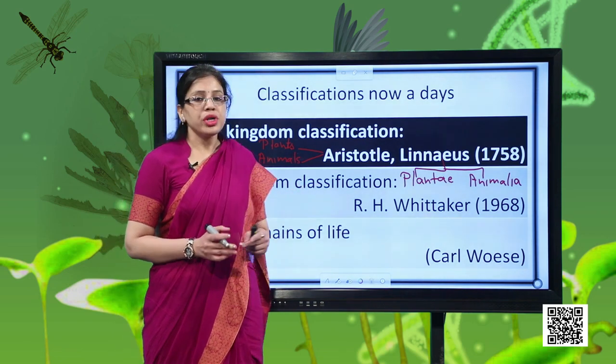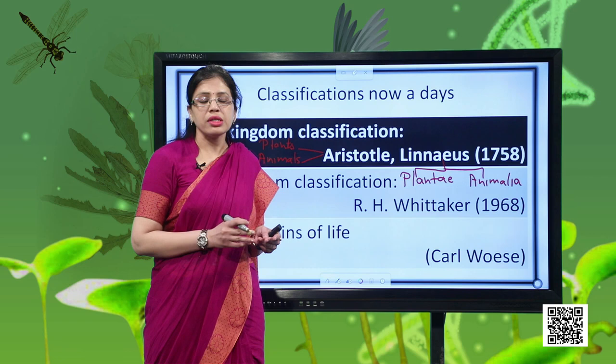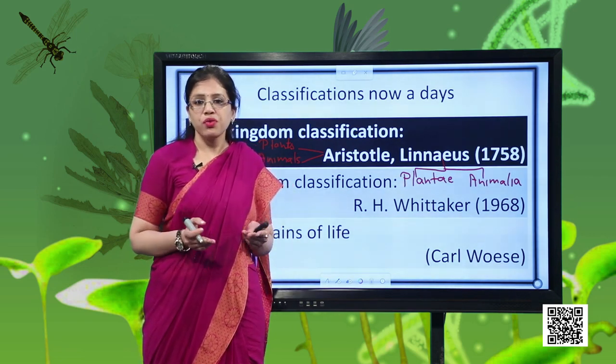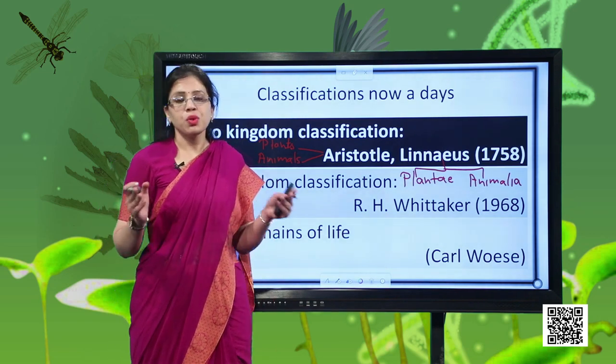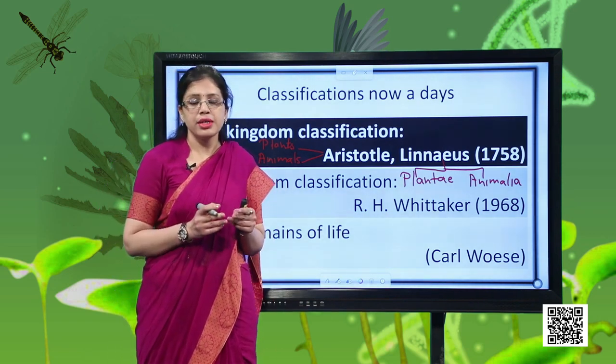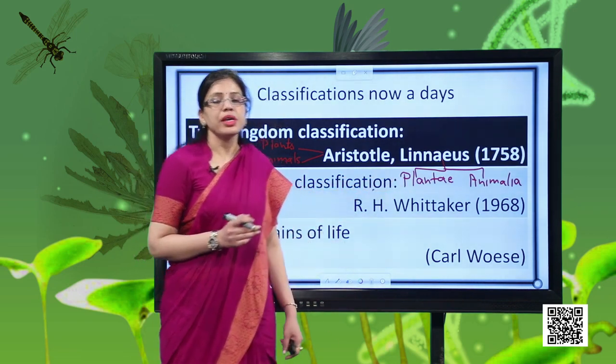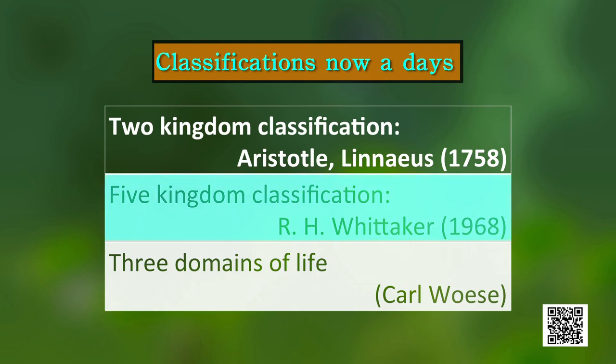Then similarly, if we are putting the green plants which are showing photosynthesis along with fungi, fungi you know that they do not contain green pigment chlorophyll, so they have a different mode of nutrition, so we are clubbing them together. Do you think it is justified? No. So that is why a demand started arising, and this system got replaced by 5 kingdom classification, which was given by an American ecologist. Name of that person is R.H. Whittaker, and he gave this classification system in the year 1968. Okay. Then we also have 3 domains of life, which was given by Carl Woese, that we will be taking up later.